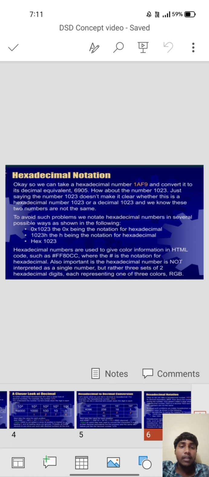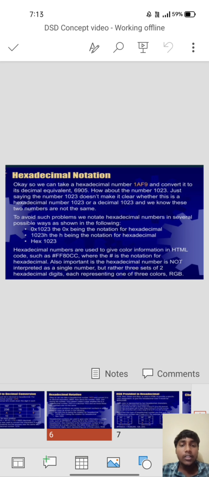Just saying the number 1023 does not make it clear whether it is a hexadecimal number 1023 or a decimal 1023. We know these two numbers are not the same. To avoid such problems, we notate hexadecimal numbers in several possible ways as shown in the following. 0x1023, the 0x being the notation for hexadecimal, 1023h, the h being the notation for hexadecimal, hex 1023.